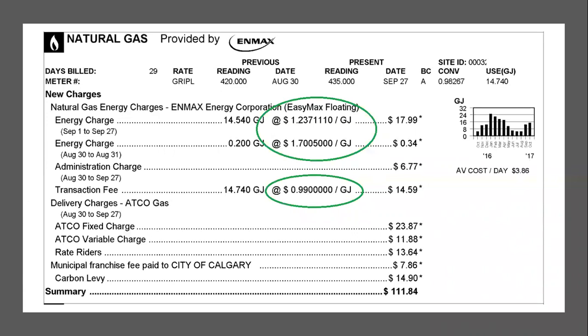I'm going to save you $25 a year in that. But the really, really important one is this. You're with a retailer. Hey, right plan, absolutely the right plan. You should be on a variable, but wrong company. Why is it the wrong company? Because they charge you a transaction fee of 99 cents per gigajoule.